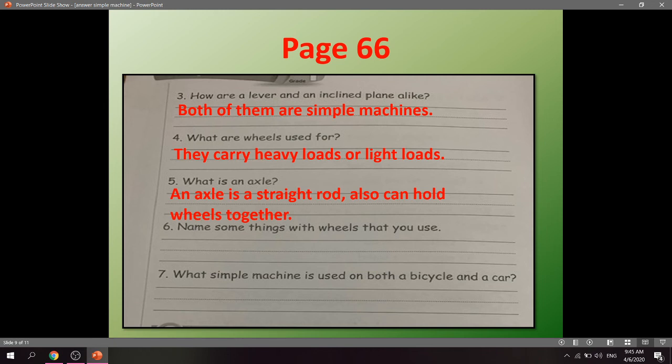Number 6. Name some things with wheels that you use. It's so easy. Yes, cars, buses, bicycles, and wheelbarrow. Exactly. Now, number 7. What simple machine is used on both a bicycle and a car? You can answer this from the above one. Yes, wheels.